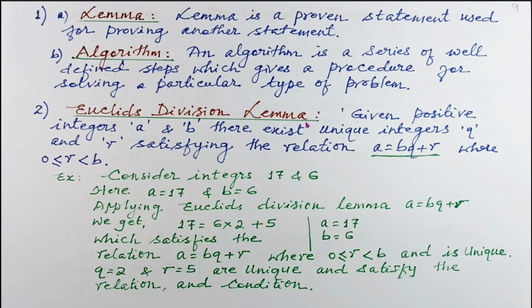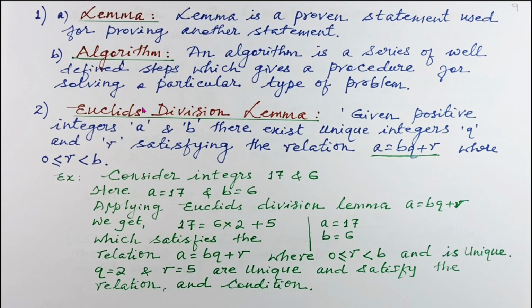So, Euclid's division lemma. This is a lemma which was given by Euclid, and it is called Euclid's division lemma. It states that given positive integers a and b, there exist unique integers q and r satisfying the relation a is equal to bq plus r, where r is greater than or equal to 0 but less than b.